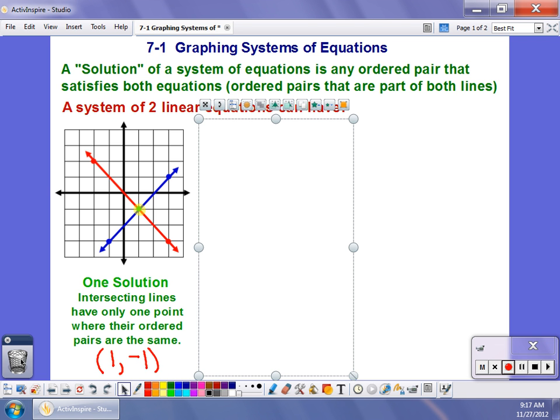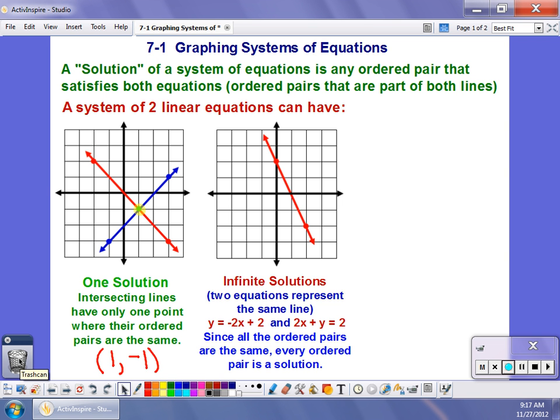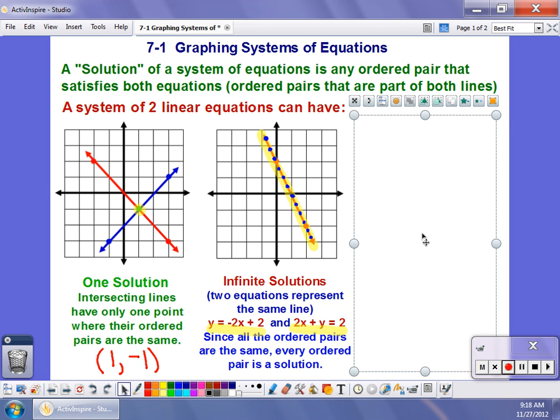Another kind of system of equations you could see has an infinite number of solutions. In order to have an infinite number of solutions, you need to have two equations that graph the exact same line. So if you look at this problem, we have two equations down here, and both of these equations are this exact line. We say that they have an infinite number of solutions because every ordered pair that lies on this line would be considered a solution because it's part of both lines. So when you have two lines, one on top of the other, we call those coinciding lines, and coinciding lines have an infinite number of solutions.